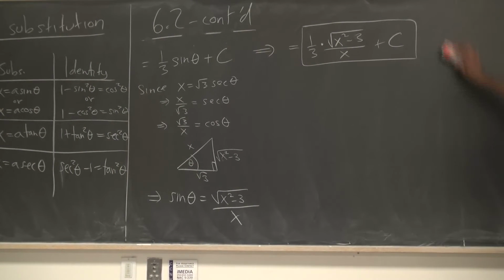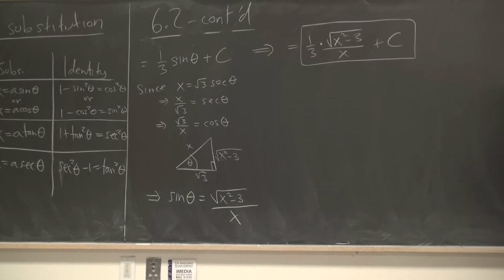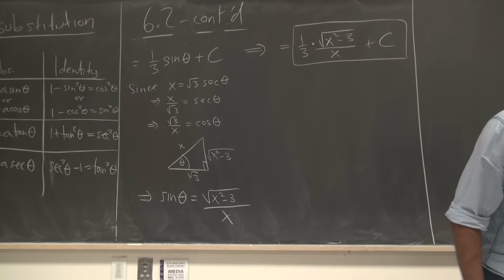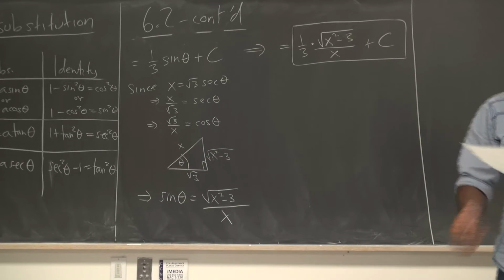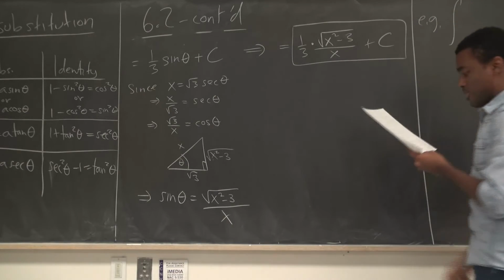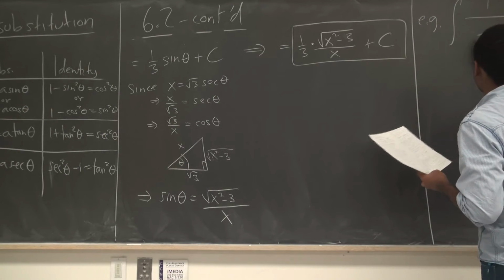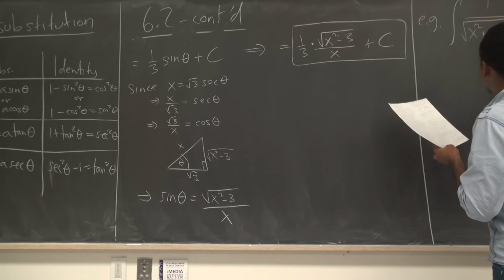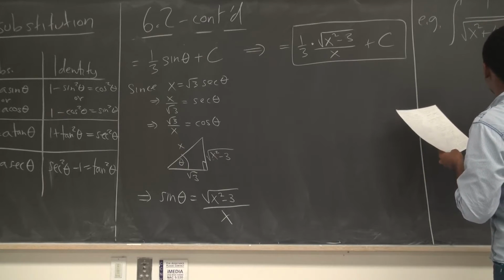More examples. Basically, we're doing a bunch of examples for you to understand that you'd never want to do this. Avoid if possible. Okay, so here's one. X squared plus 4x plus 8.